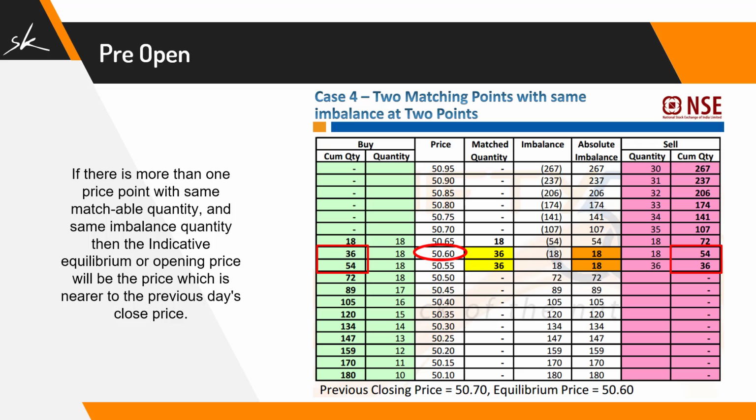Similarly, on the sell side, we have 36 shares to be sold at 50 rupees 55 paise and 54 shares to be sold at 50 rupees 60 paise, which means my matched quantity is 36 at both the price points. And if you also look at the imbalance, we have 18 shares in both the cases. Now, assuming that the previous day closing was 50 rupees 70 paise, because 50 rupees 60 paise is closer to 50 rupees 70, 50 rupees 60 will be considered as the equilibrium price or your opening price for that scrip.